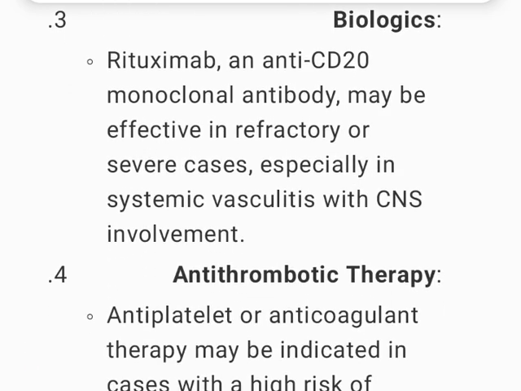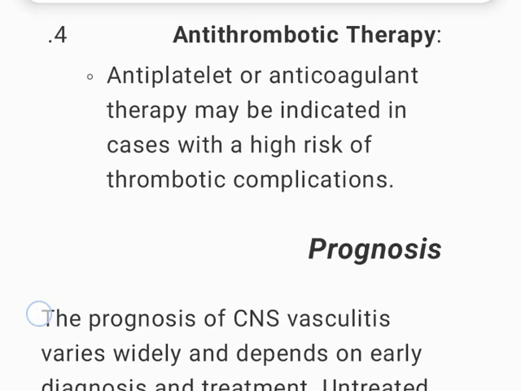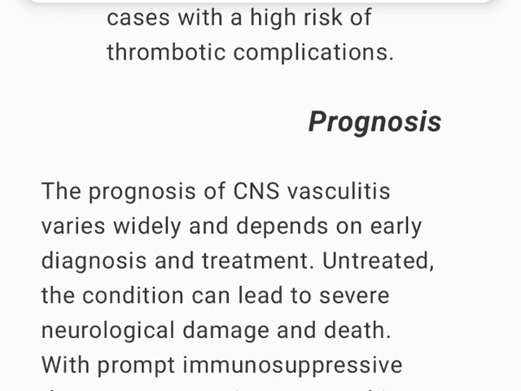3. Biologics. Rituximab, an anti-CD20 monoclonal antibody, may be effective in refractory or severe cases, especially in systemic vasculitis with CNS involvement. 4. Antithrombotic therapy. Antiplatelet or anticoagulant therapy may be indicated in cases with a high risk of thrombotic complications.